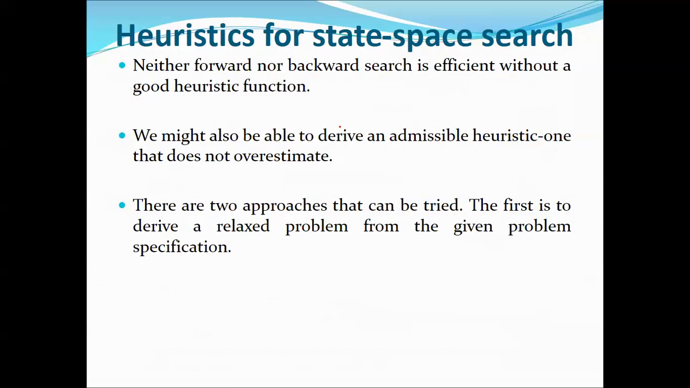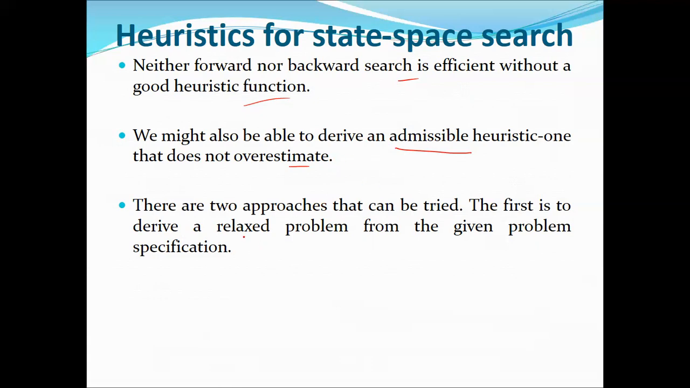But the problem is neither forward nor backward search is efficient without a good heuristic function. They all depend on a good heuristic function. Without one, they can't perform well. So basically, we need an admissible heuristic. You know what an admissible heuristic is? An admissible heuristic is one which does not overestimate the goal state. It should underestimate. It should not overestimate. Okay. So there are basically two approaches that can be tried to arrive at an admissible heuristic.